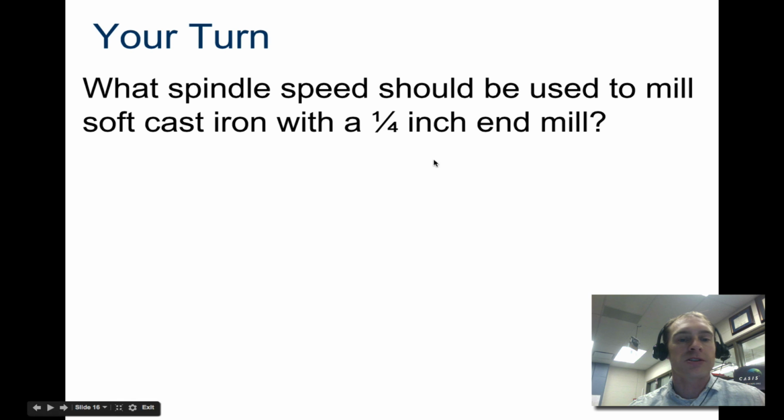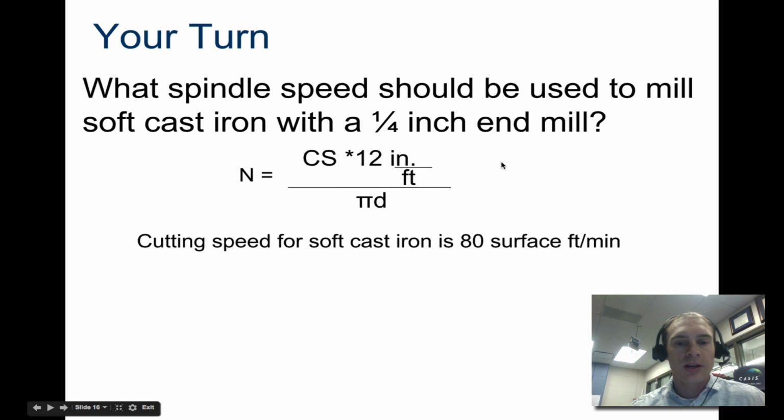What spindle speed should be used to mill soft cast iron with a 1/4-inch end mill? So first of all, you need to know soft cast iron is 80 feet per minute. So go ahead and pause this and see if you can calculate the answer for this.